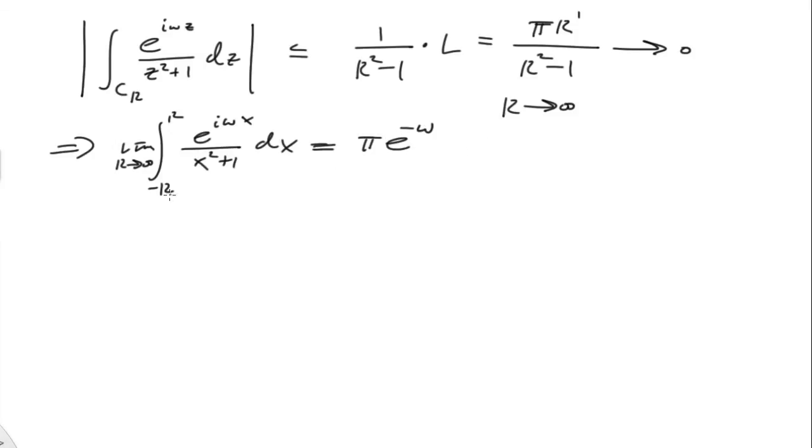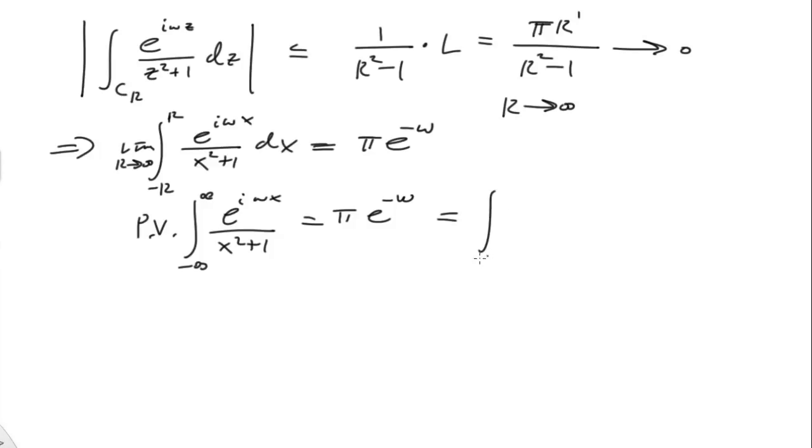Okay, all right, so that's good, but we have a little bit more of an issue here because, of course, this is equal to the principal value integral of e to the i omega x over x squared plus 1. So we need to find out, is it equal to the actual improper integral of e to the i omega x over x squared plus 1 dx?